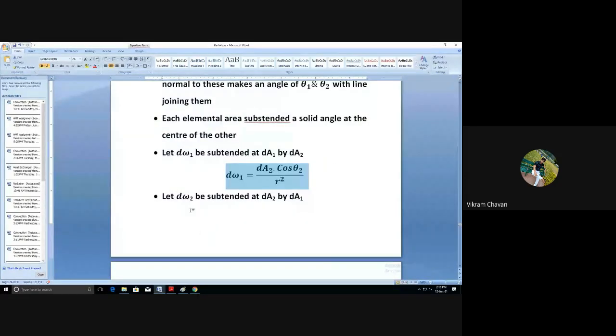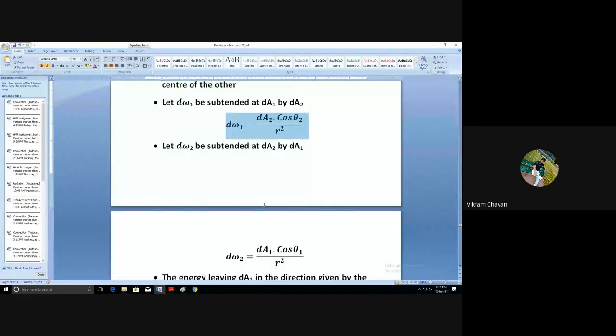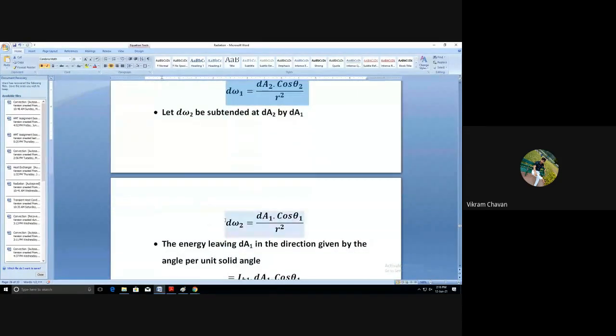Okay, then in a similar fashion, d omega 2 will be considered as the solid angle subtended at dA2 by dA1. Similarly, d omega 2 will be equal to dA1 cos theta 1 divided by r square.